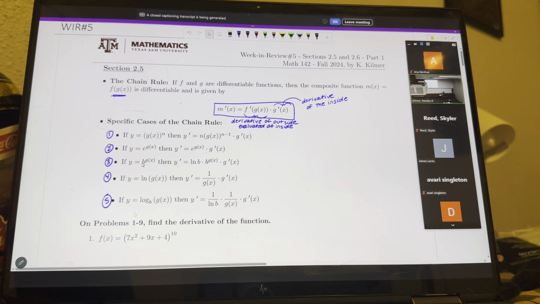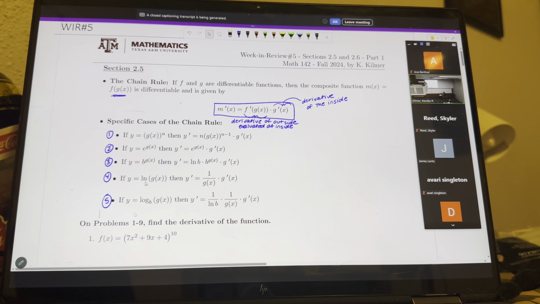Likewise, last week we talked about finding the derivative of b to the x. That's just the natural log of b times b to the x. To find the derivative of a composite function where b to the x is the outer function, it's just the derivative of the outside evaluated at the inside, the natural log of b times b to the g of x, and then chain rule tells us we have to multiply by the derivative of the inside.